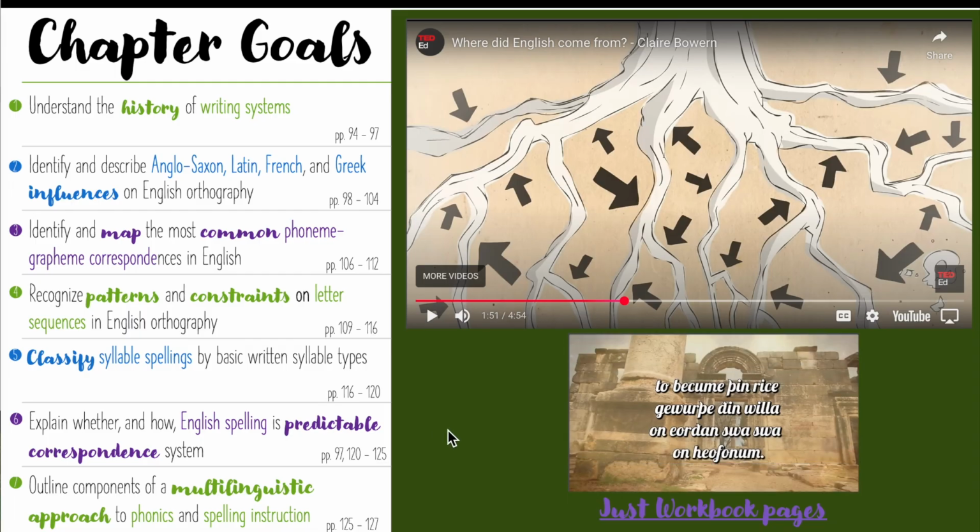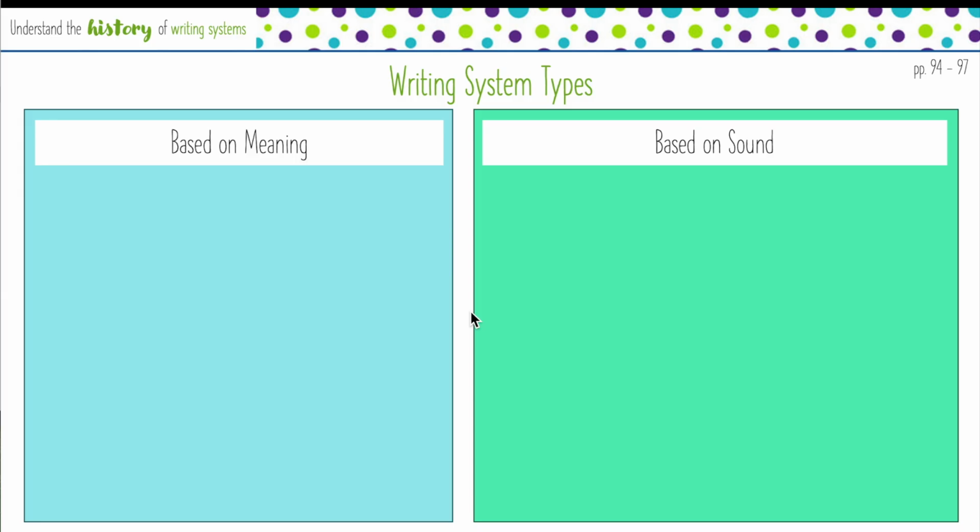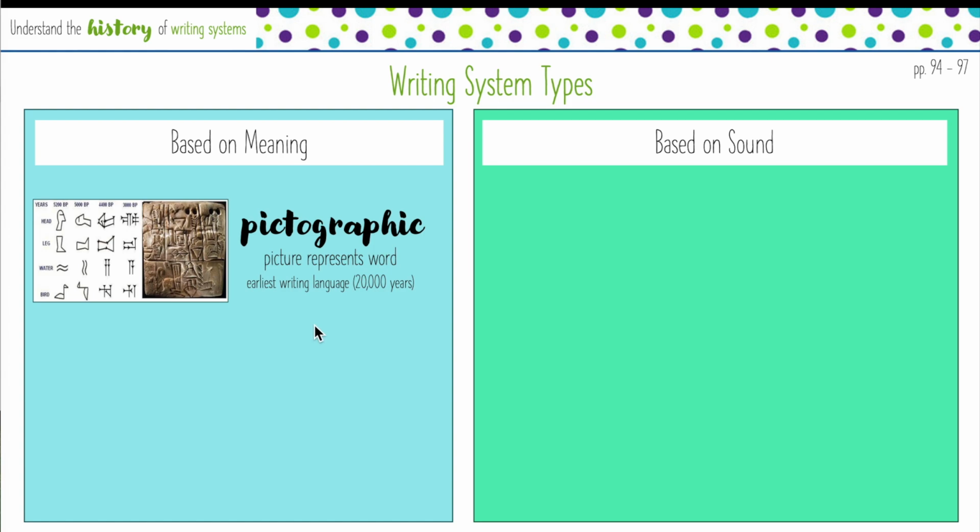So we're going to go ahead and skip forward a little bit, and we're going to look at writing systems as a whole. So looking at a writing system based on meaning, you're dealing with things like pictographs. In the earliest languages, they would use a picture to represent an idea or a word.